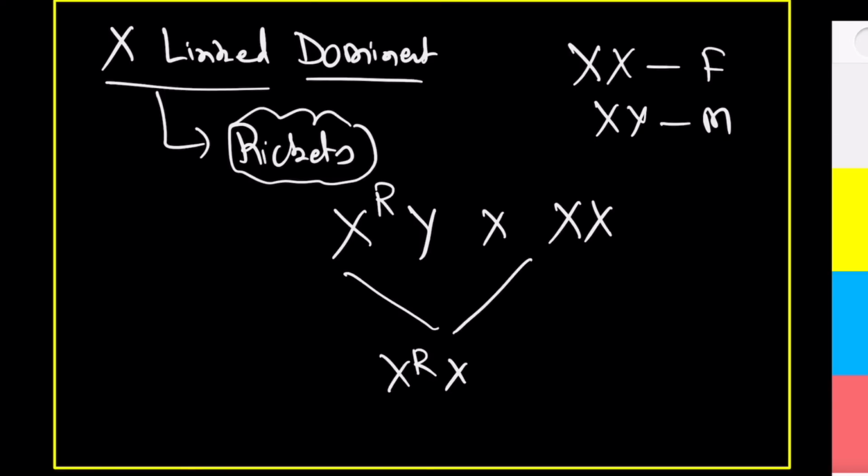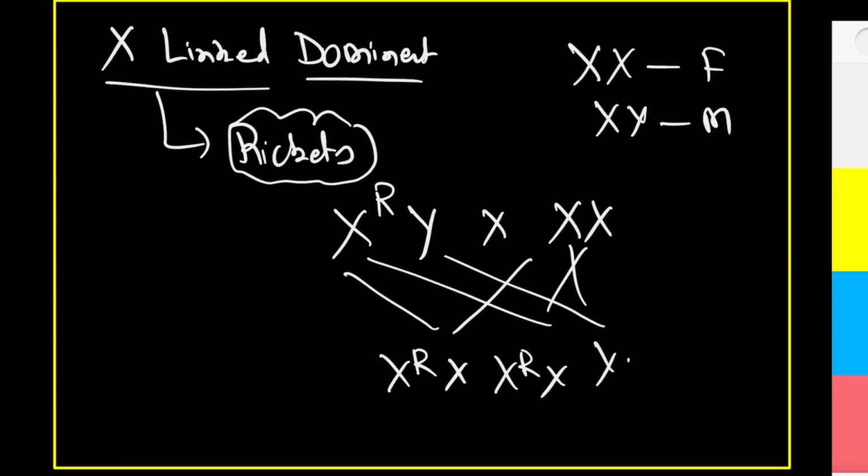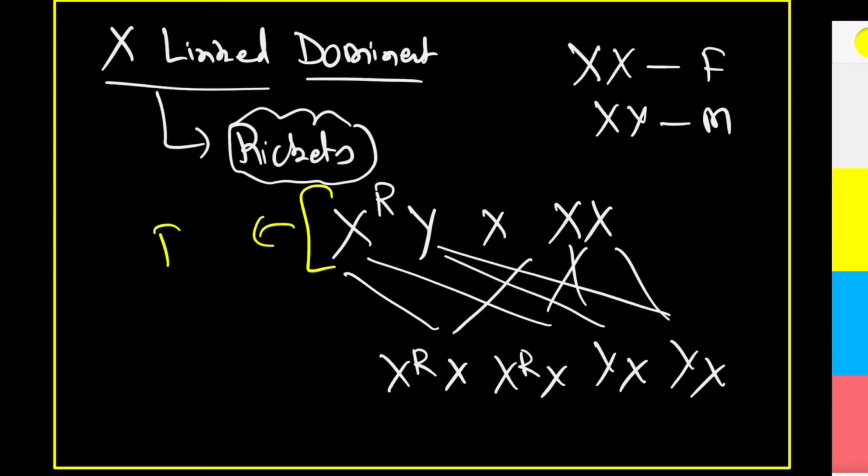Okay, let's solve this. Here one will be XRX, next XRX, then YX, YX. Now try to see in this cross, the father was carrying the disease rickets.